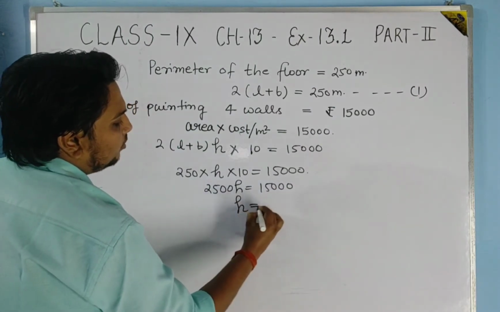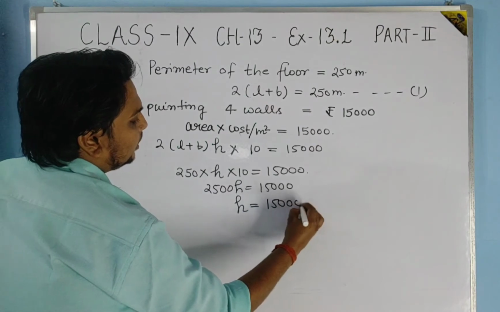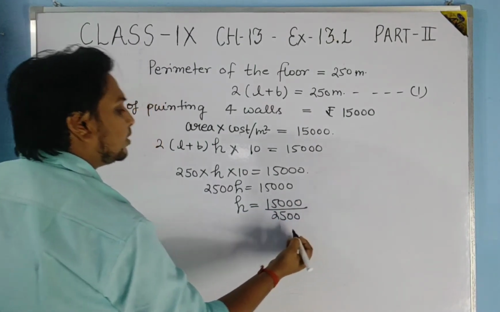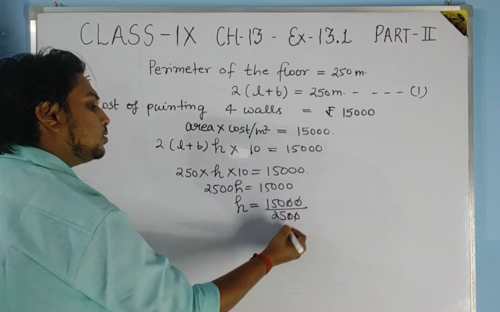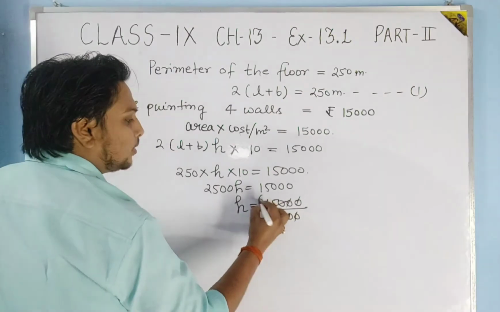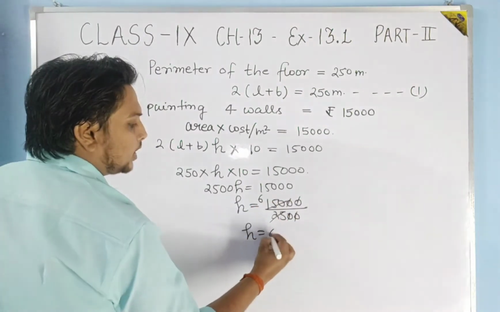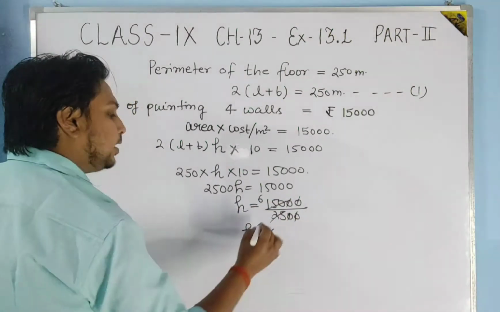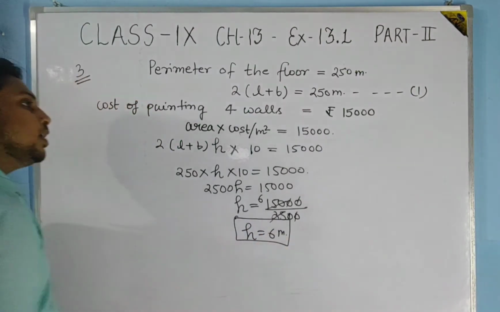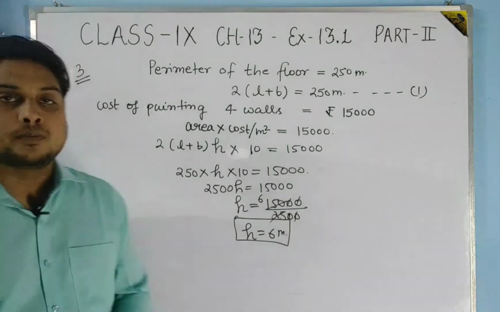Now what will be the value of H? It will be 15,000 upon 250 and 10 is also there. So the zeros will cancel out, and 25 into 6 means H is equal to 6. 25 sixes are 150. So H is equal to 6 meter will be the answer of this question.